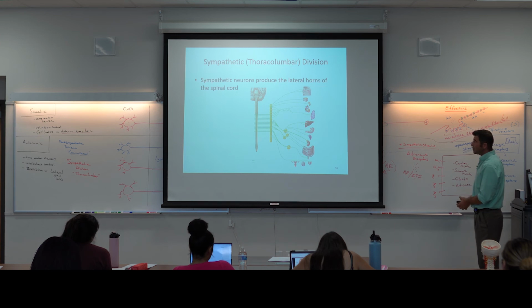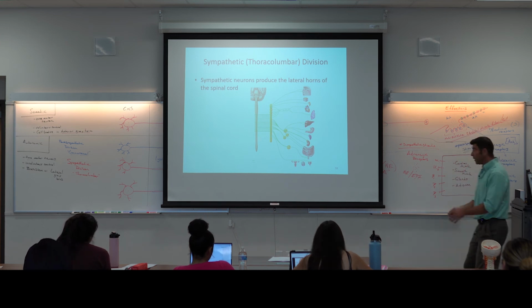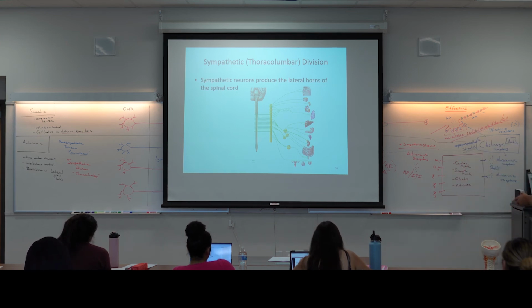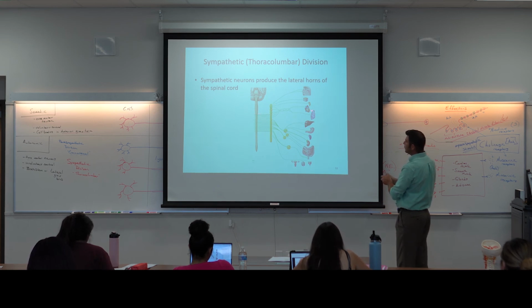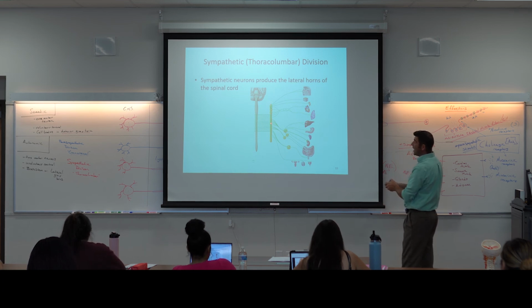We compare that to this sympathetic division, which we can tell this is sympathetic just by looking at it. First of all, there are these relatively short preganglionic neurons, and we see these really long postganglionic neurons. A lot of these postganglionic neurons are coming off of this chain ganglia, what we call the sympathetic chain ganglia, or we call this the paravertebral ganglia because these parallel the vertebral column.